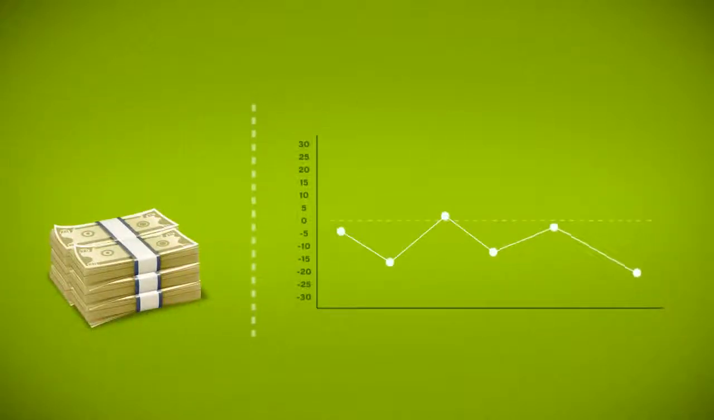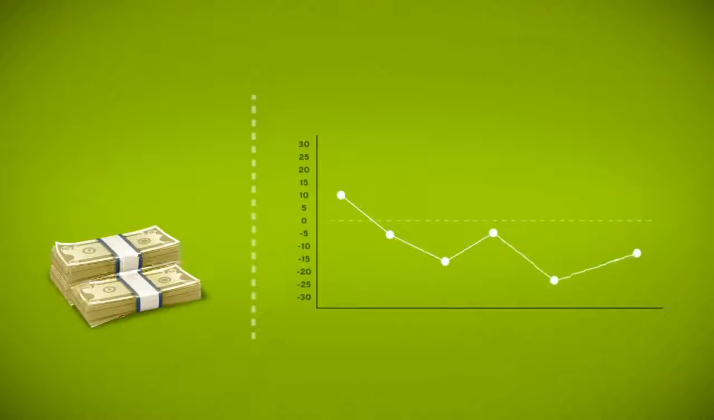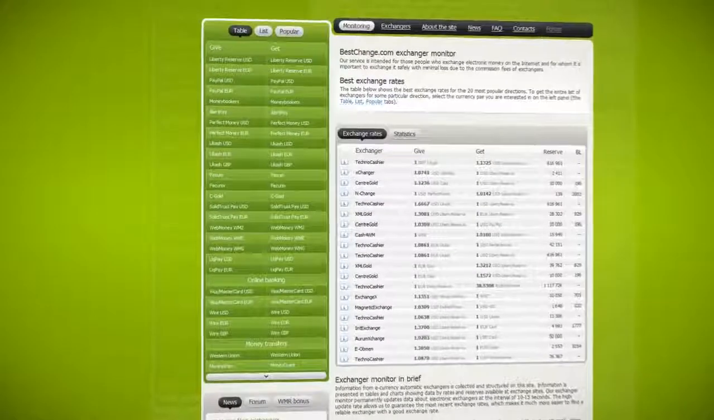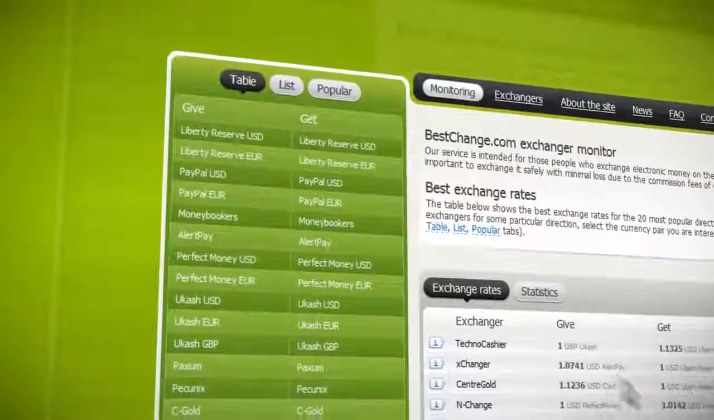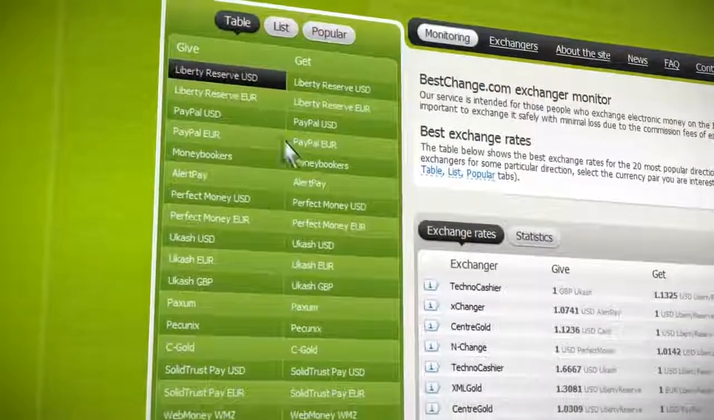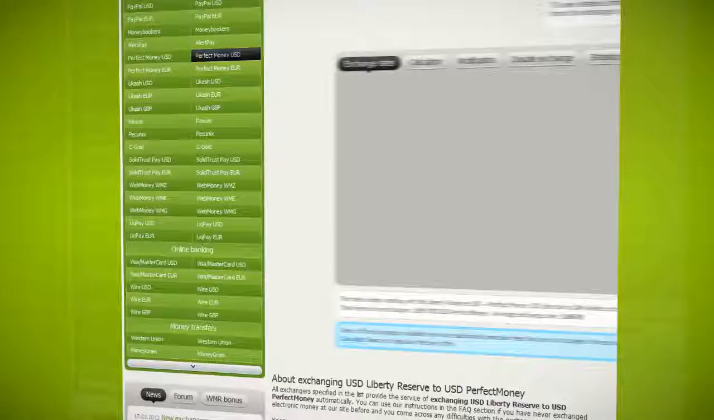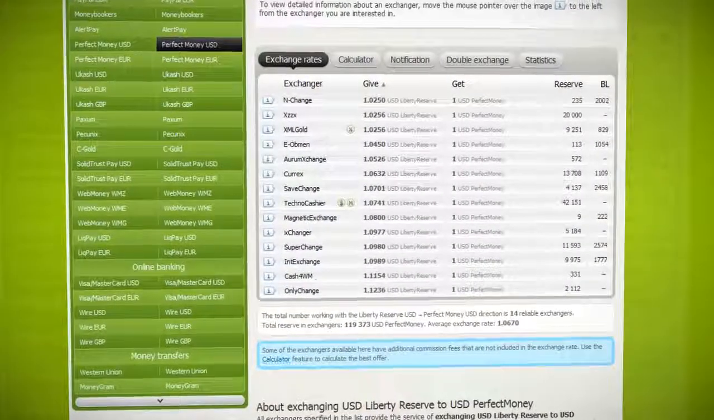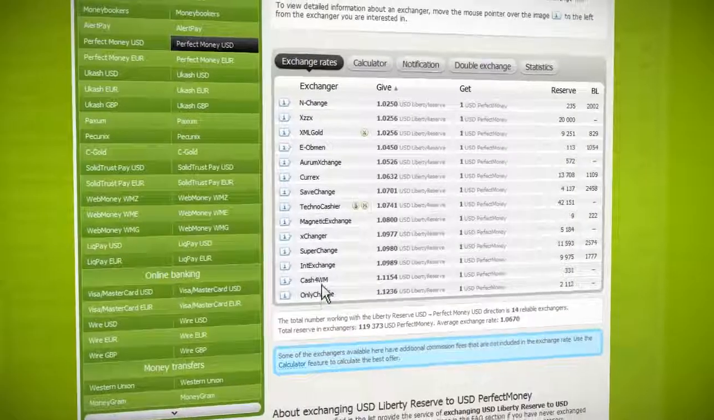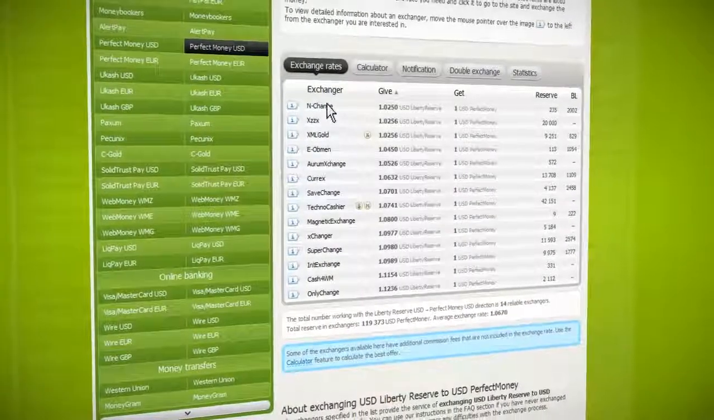Even the most popular exchange sites don't always have good rates or the necessary currency reserves. The BestChange.com Exchange Monitor tells you how to exchange currency for the lowest commissions and in the shortest time. You specify which currency you want to give and which you want to get. The monitor will match your query to the best exchange sites and sort them by exchange rate. All you have to do is go to the best exchanger and make the exchange.